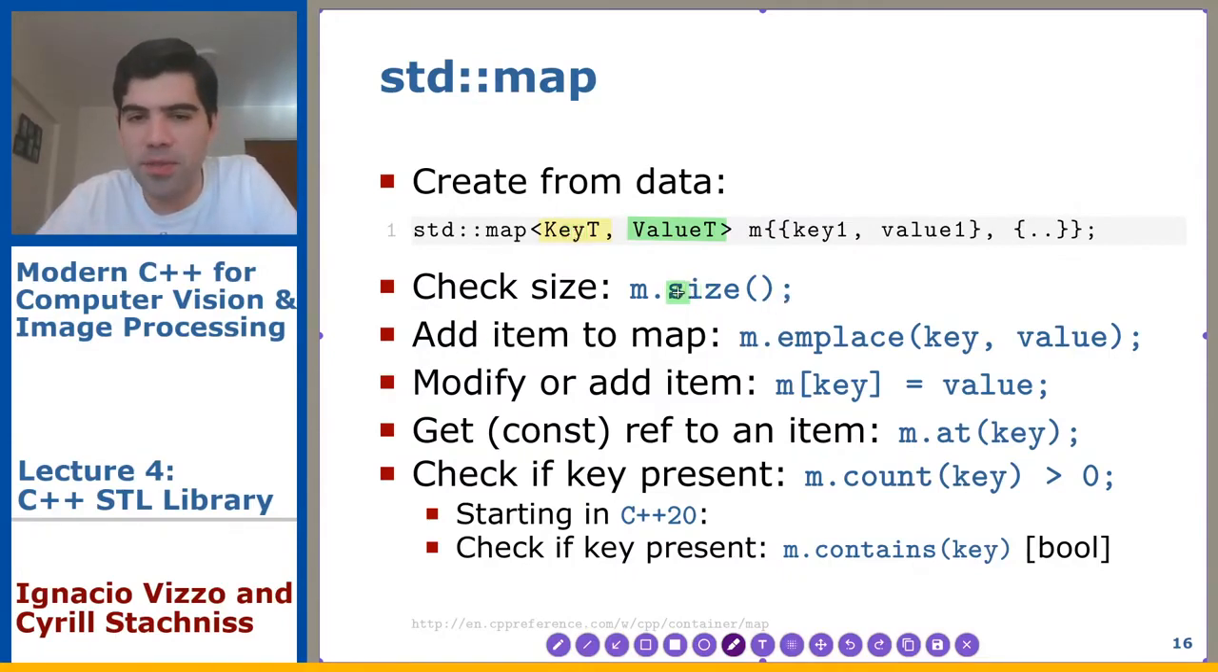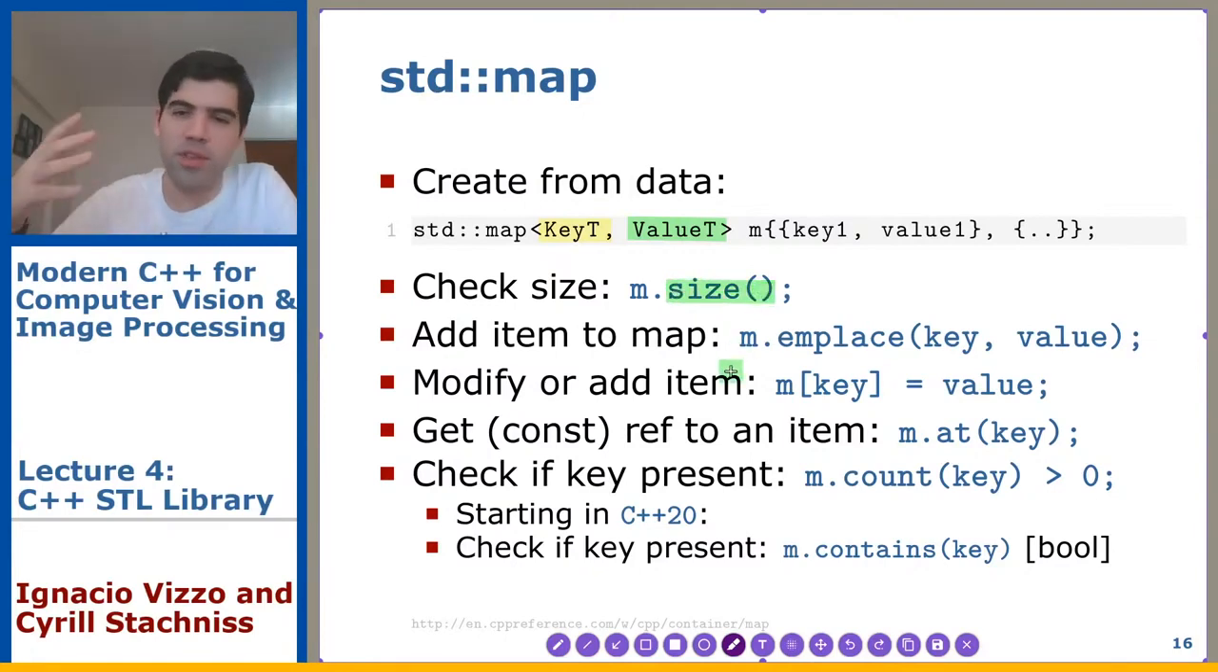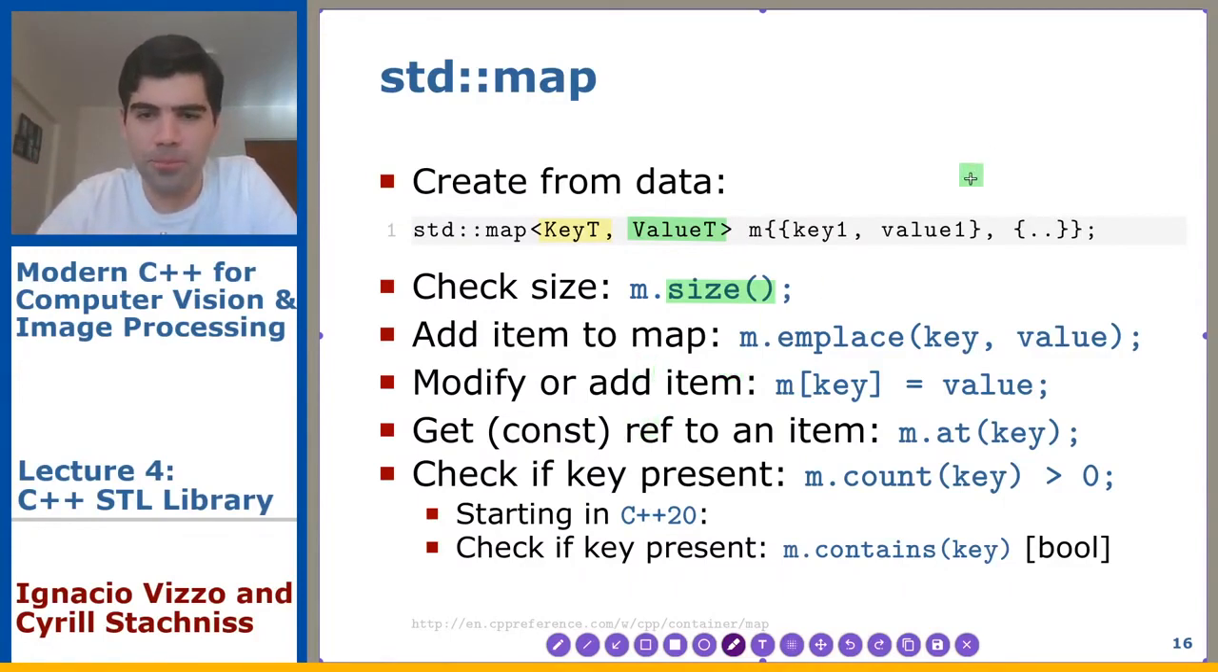You can check the size of the container with the size function. So you will start seeing a lot of these same functions across all C++ containers. You can actually add a new item to the map using the emplace function. You can modify an item just using this syntax. So this is the same syntax as in Python, for example, and then many more.